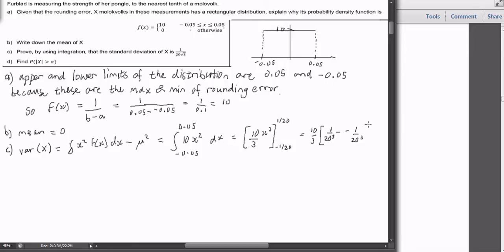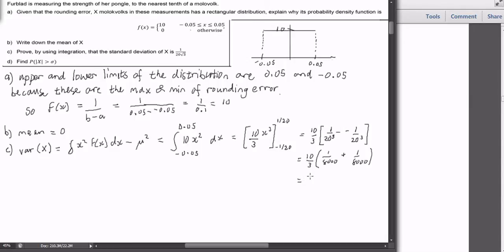And when we cube a negative number, we get a negative number. So we're going to get 10 over 3. Now you can just do this on your calculator if you want, but I know what 20 cubed is. It's 8,000. So it's 1 over 8,000. Minus minus is plus 1 over 8,000.